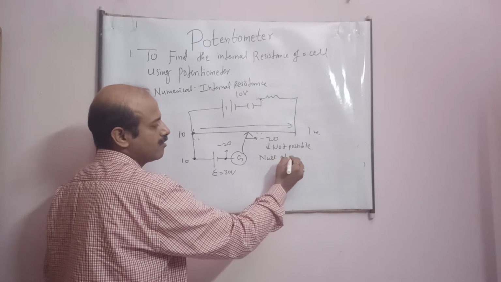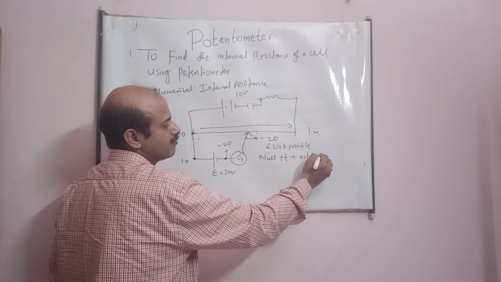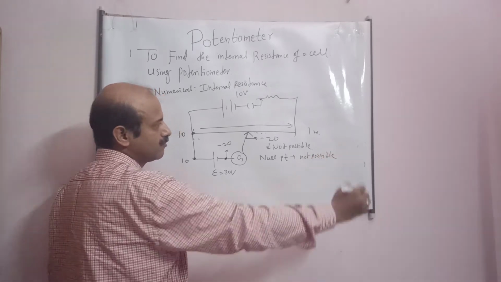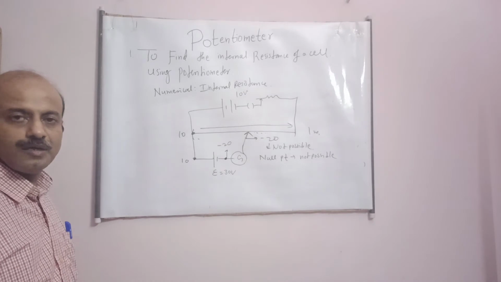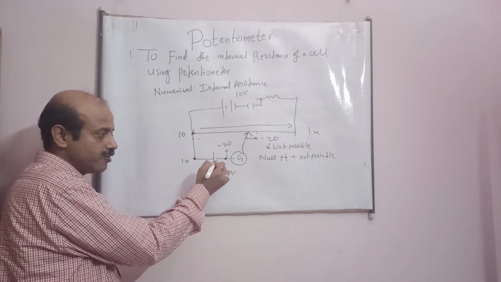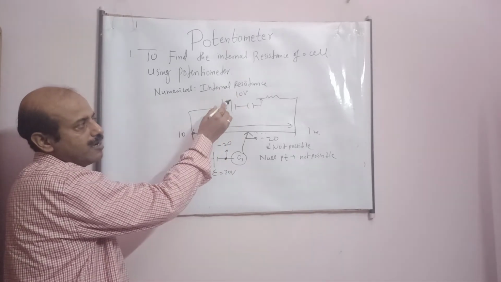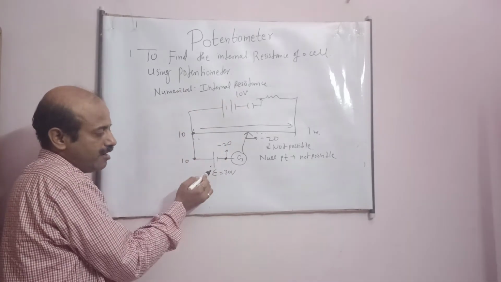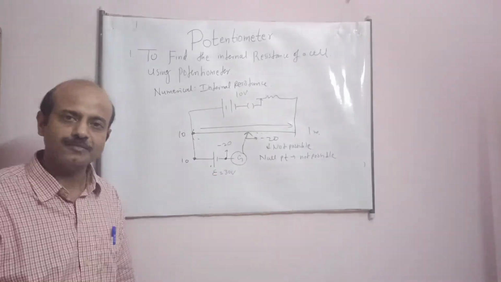Null point not possible. So this is one of the very important questions of potentiometer, student. The cell whose EMF has to be measured should be less than the EMF of the auxiliary battery or the driving battery or the driving cell. Here it is greater, student. So null point will not be obtained. Got it, student?